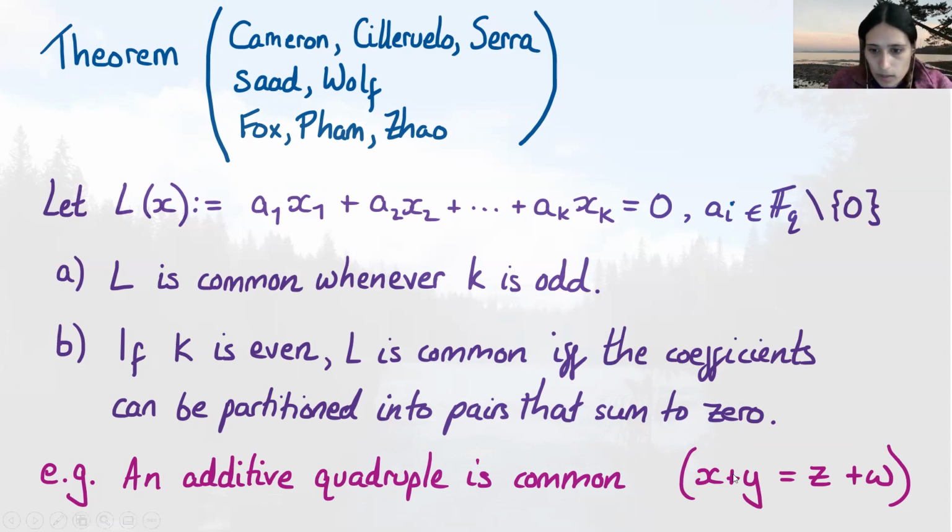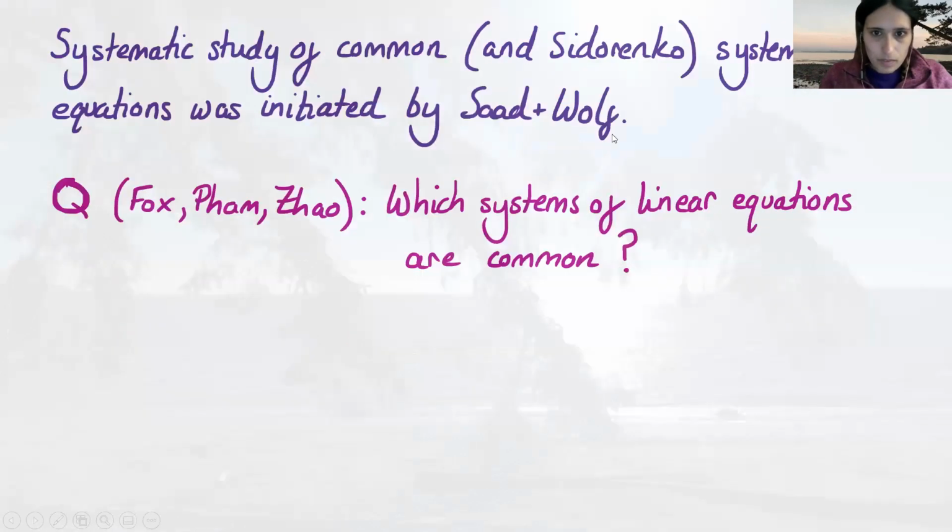So for example, an additive quadruple, which is an equation x plus y equals z plus w. If you take this all onto one side, what are your coefficients? It's 1, 1, minus 1, minus 1. And these can be paired up. So you can take the 1 and the minus 1, you can take the 1 and the minus 1. So they're partitioned into pairs which sum to 0. So in fact, it's common. Are there any questions about this single equation case? We're all happy. Okay, so single equations are very, very well understood.